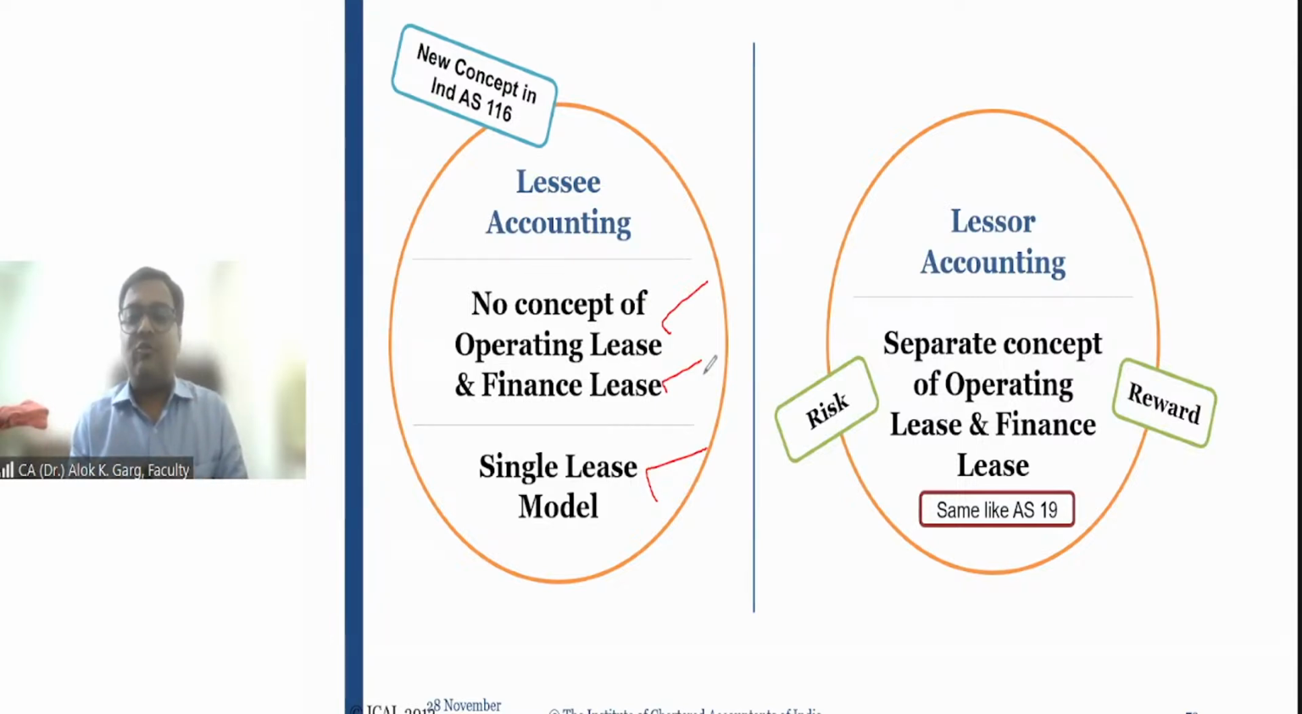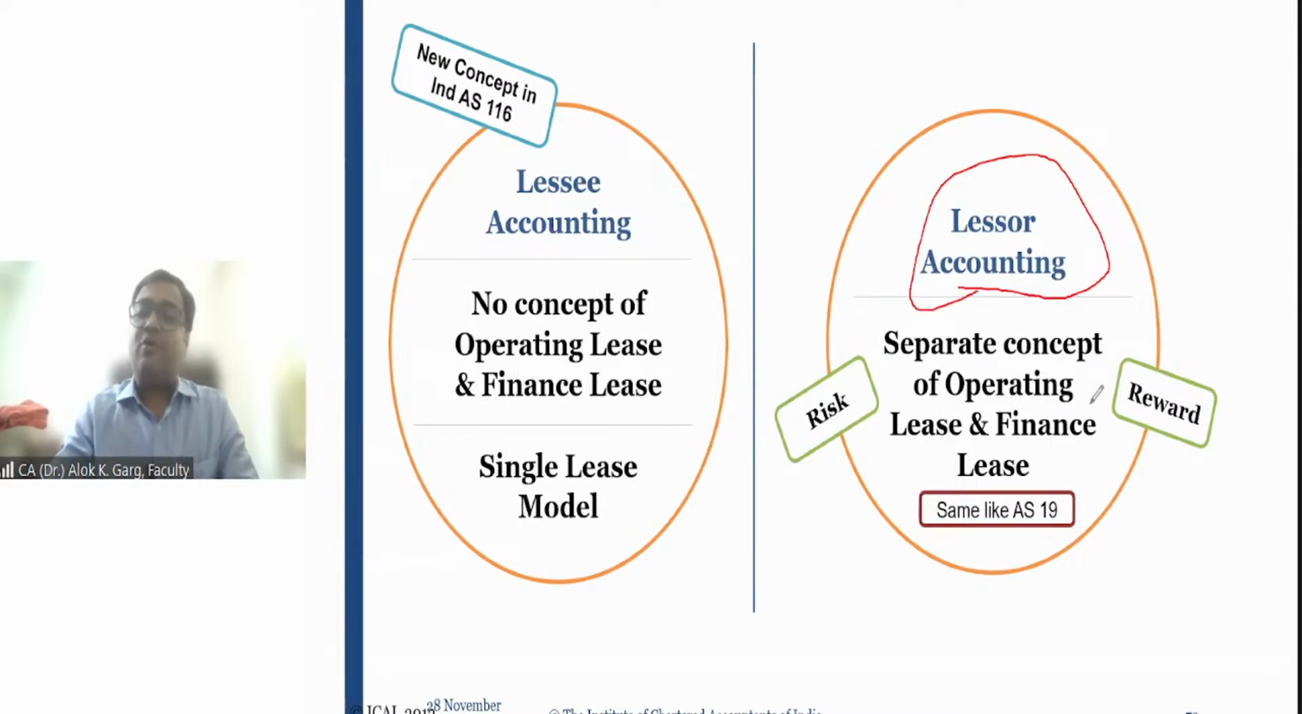If you get a right to control the use of an asset for 20 years, you have to recognize the right of use asset on the basis of present value of lease payments for 20 years. That's what the accounting is. There is no concept of finance lease or operating lease. But with respect to the lessor, the concept of operating lease and finance lease is there, same as accounting standard 19.